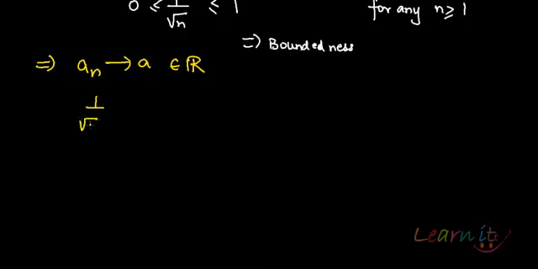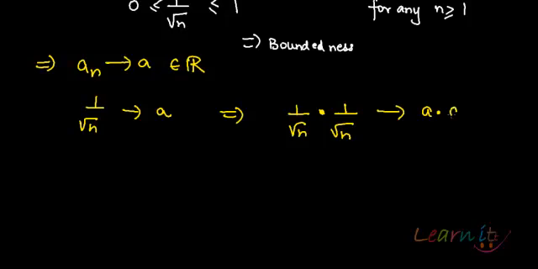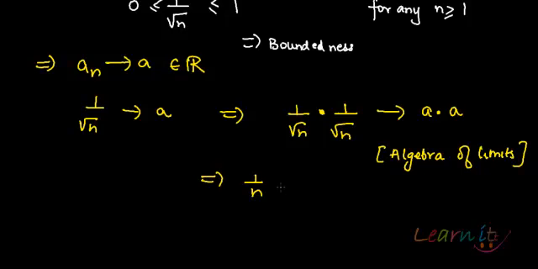Now, 1 upon root n tends to a, which implies 1 upon root n multiplied by 1 upon root n should tend to a multiplied by a, by the algebra of limits. So that would mean that 1 upon n tends to a square.